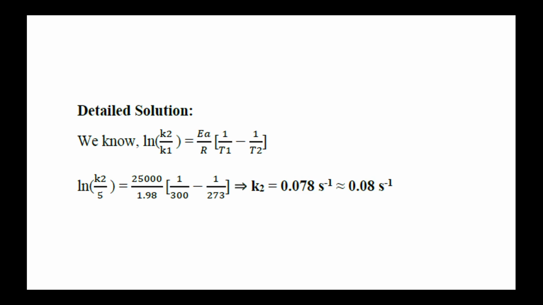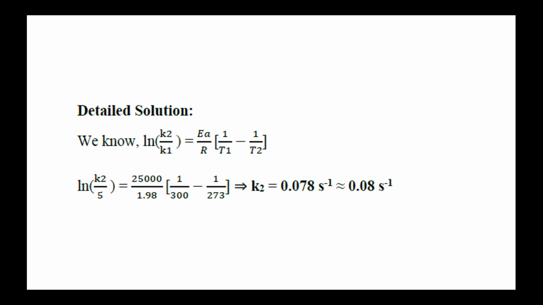So these questions could be solved directly from the equation log K2 divided by K1, which is the specific rate constant at temperature T2 divided by the specific rate constant at temperature T1. So the rate of the reaction is dependent on temperature, just like equilibrium is dependent on temperature. At different temperatures, the rate constants will be different. So K2 is the rate constant at temperature T2. K1 is the rate constant at temperature T1.